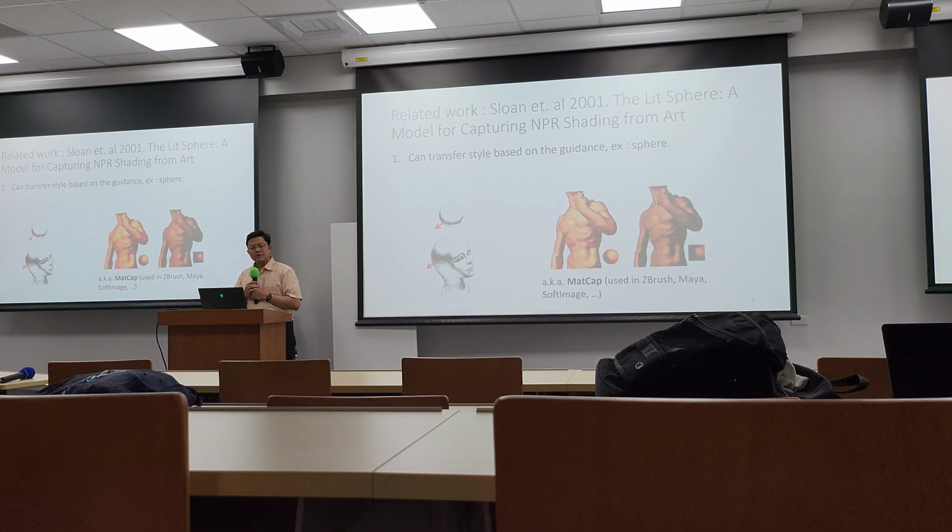Sun-directed works are a basis for style transfer, such as work from Sloan et al. from 2001. They can transfer the style from example guidance such as a sphere to 3D objects, and we can see this technology has been used in various software. This technique is called MatCap in ZBrush or Maya or Softimage.